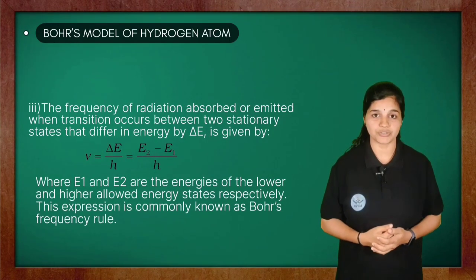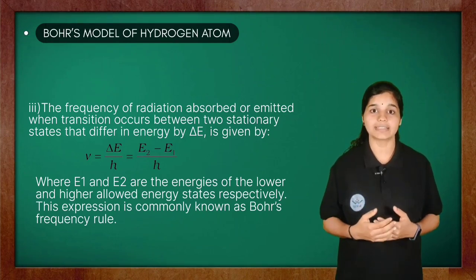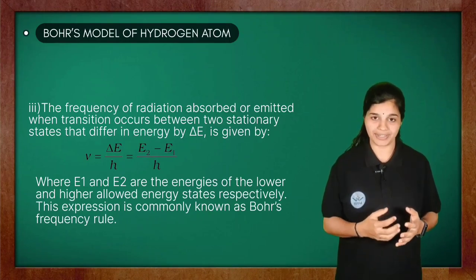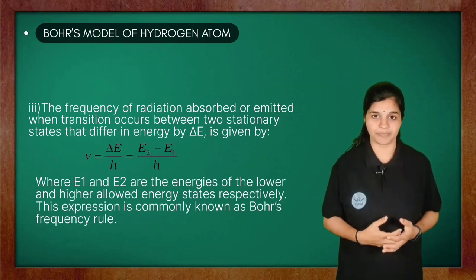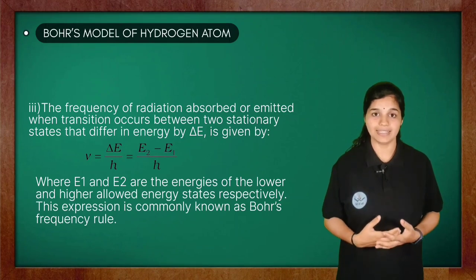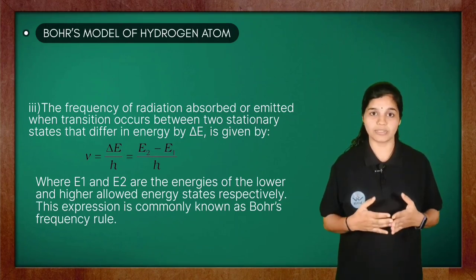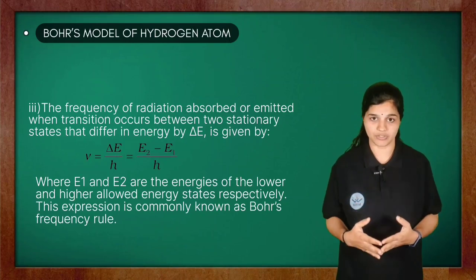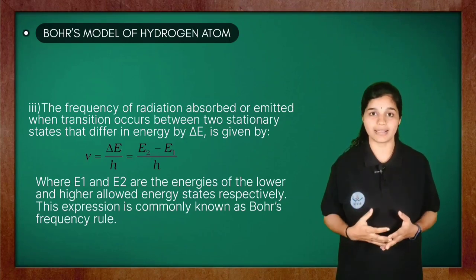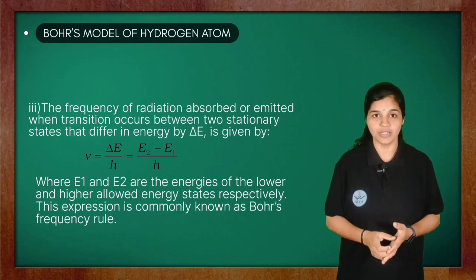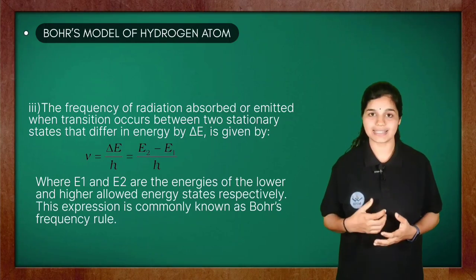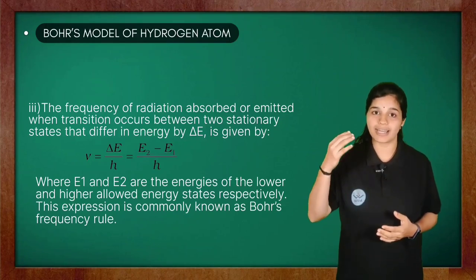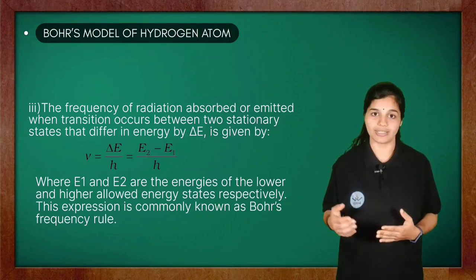The frequency of radiation absorbed or emitted when the transition occurs between two stationary states that differ by a certain amount of energy is denoted as delta E. The expression is given by nu equals delta E divided by h, which is equal to E2 minus E1 divided by h. This expression is known as Bohr's frequency rule. In this expression, nu is the frequency, delta E is the difference in energy, and h is Planck's constant. E2 is the energy of the electron in the higher energy level, and E1 is the energy of the electron in its lower energy level.